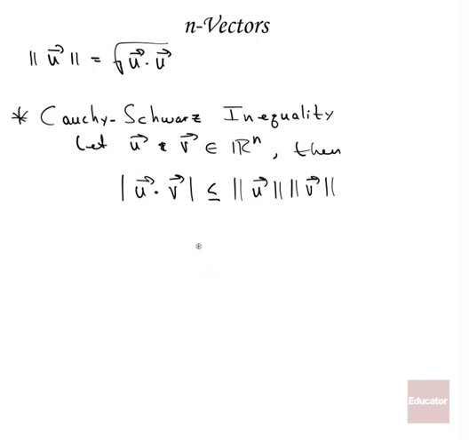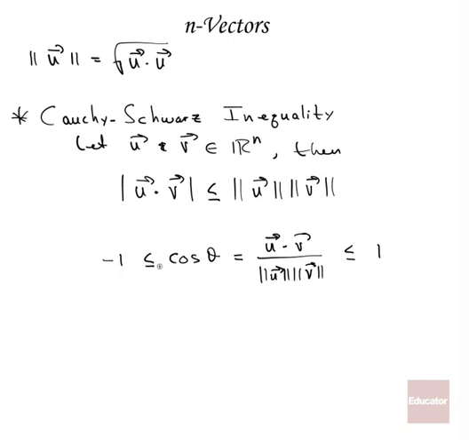Okay. Remember last lesson we said that the cosine of the angle between the two vectors is equal to u dot v divided by the magnitude of u times the magnitude of v. Well, the cosine of an angle is always between -1 and +1. The cosine curve goes like that. Positive 1 is an upper limit, negative 1 is a lower limit.